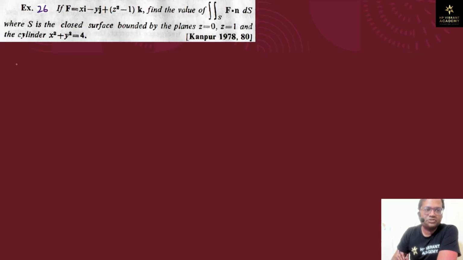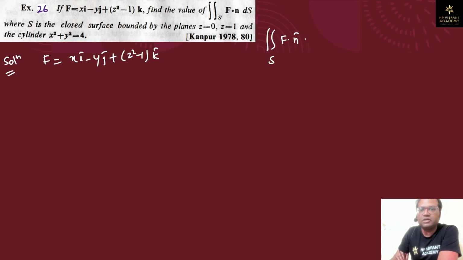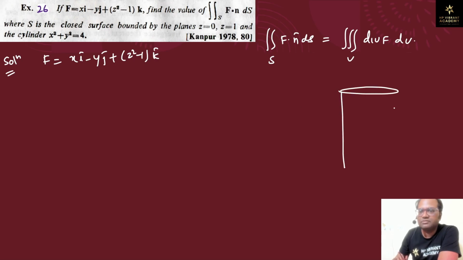So what is given in question number 26? We have f equal to x i cap minus y j cap plus (z square minus 1) k cap, and we have to evaluate the surface integral of f dot n cap dS, and using Gauss divergence theorem this is equal to the volume integral of divergence of f dV. S is a closed surface bounded by the planes z equal to 0, z equal to 1 and a cylinder. So let us draw the cylinder. This is our cylinder.